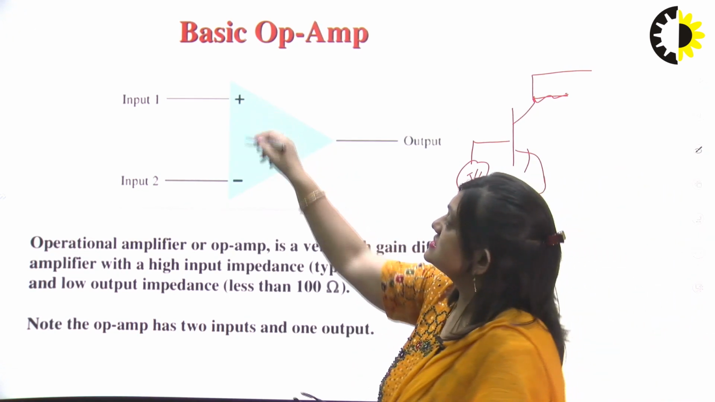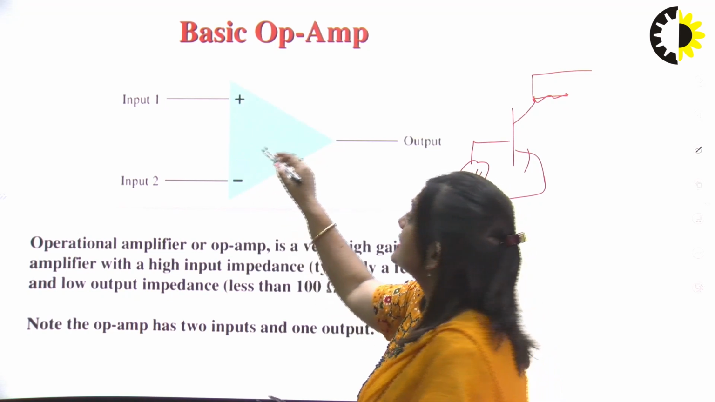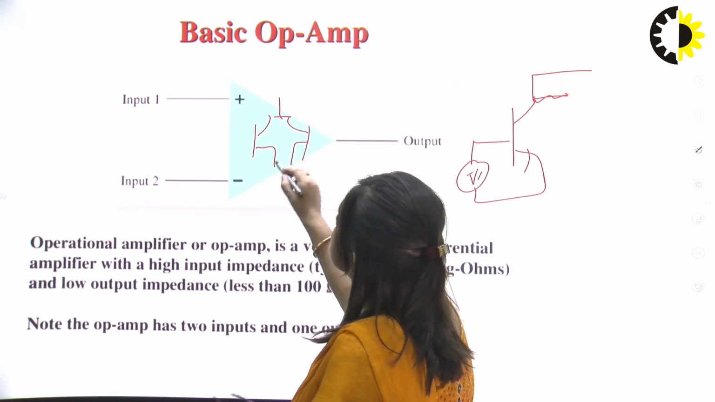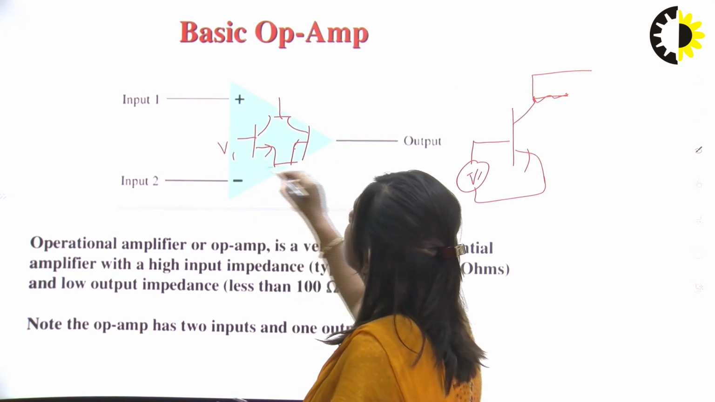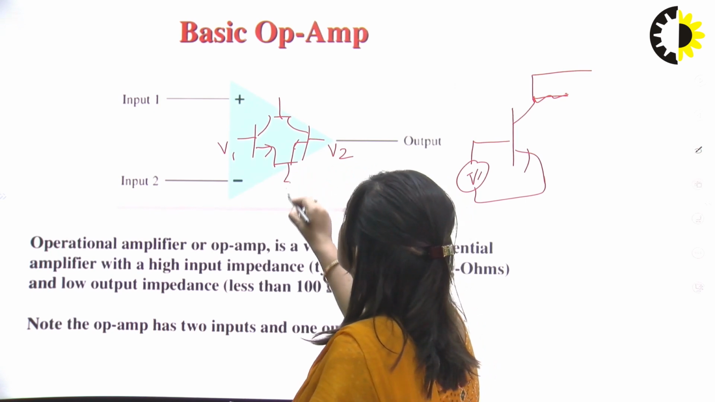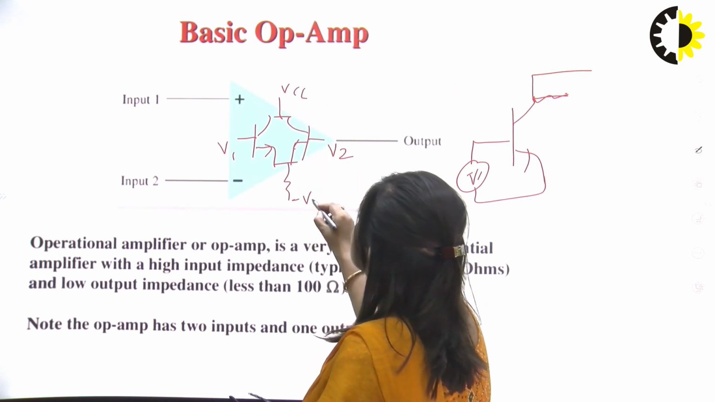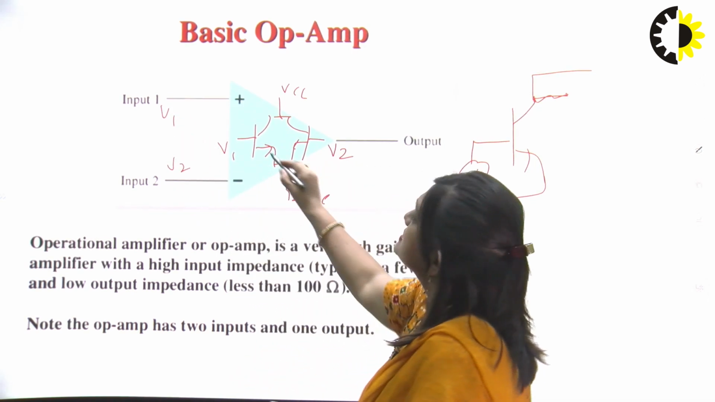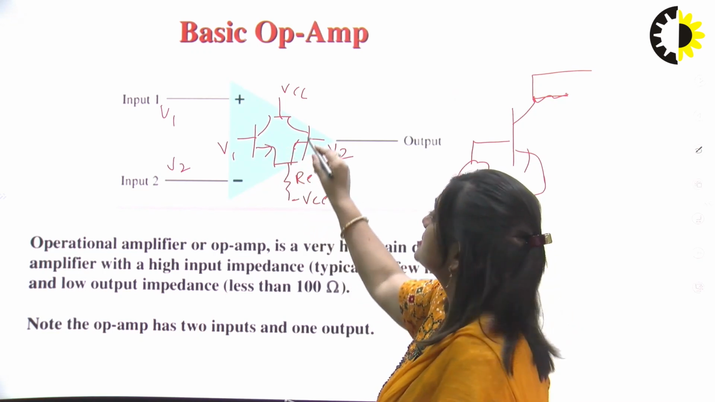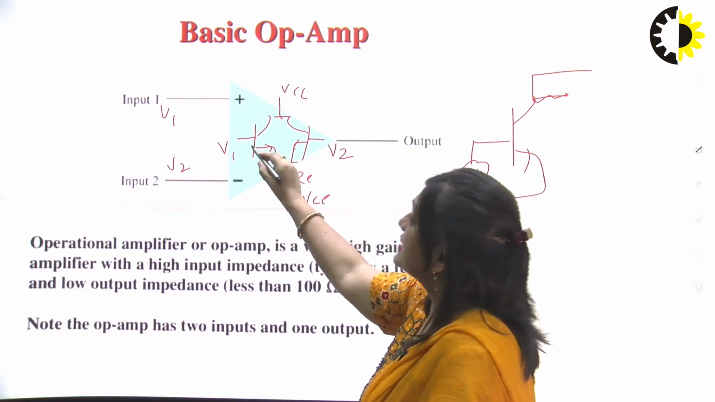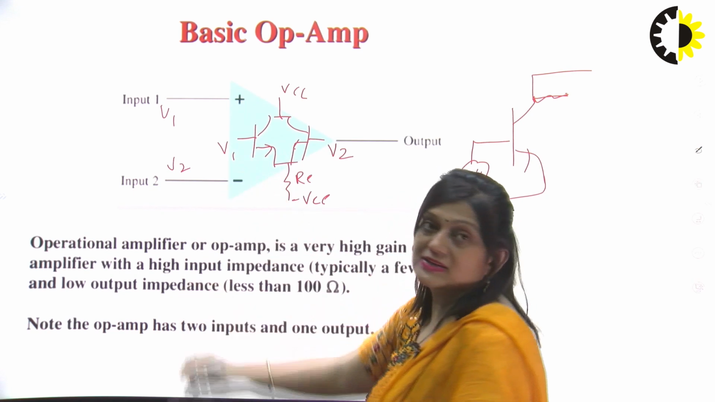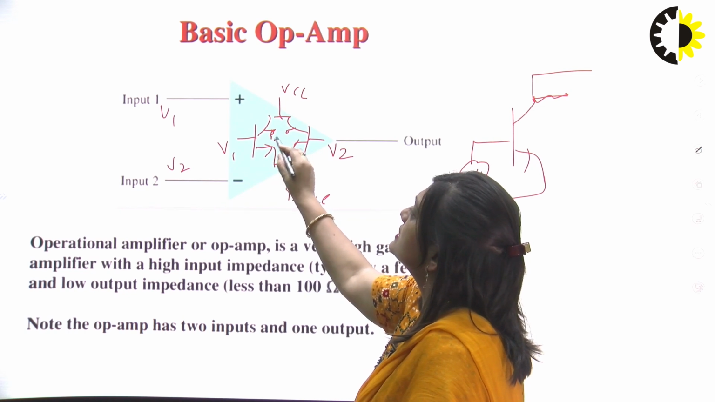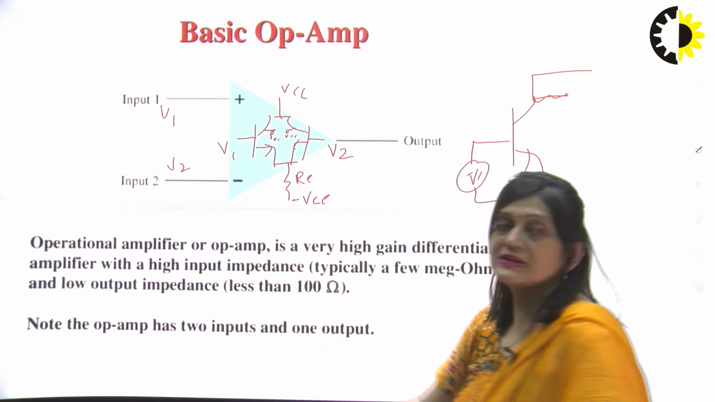This is the symbol for the op-amp, this triangle, and inside this triangle we have two common emitter transistors, like in this way. Here we apply the input V1, here we apply the input V2. This is VCC, this is minus VEE, and this is RE. So this is one common emitter configuration, this is another common emitter configuration, and at the base of one we have applied V1 and here V2. Output is taken at the collector side, and this is V01 and V02. So this is basically a difference amplifier.